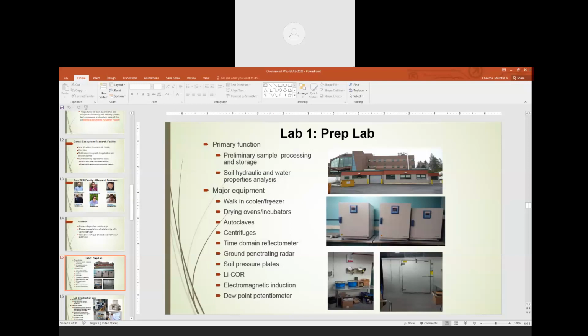But in this dirty lab, we provide the cooler and the freezer, all the oven drying facility here, and also you will see some centrifuges here, and the autoclave. Some other equipment is sitting here, keeping in view the space in the other lab as well. So this is the first lab you will see once you are there. We will give you a quick tour once you are here.